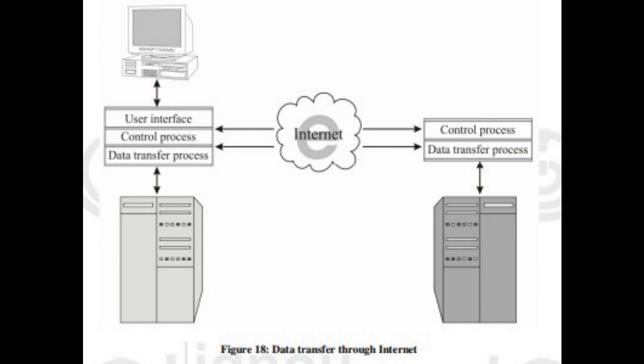FTP basics. FTP differs from other application layer protocols in one respect. All the other application layer protocols use a single connection between client and server. However, FTP uses two TCP/IP connections. One connection is used for actual data transfer, and the other is used for control information as shown in Figure 18. This makes FTP more efficient. Look at the screen. Figure 18, Data Transfer through Internet. The components of the client and the server are shown in Figure 18.